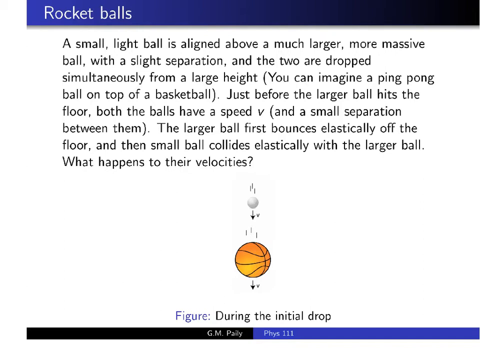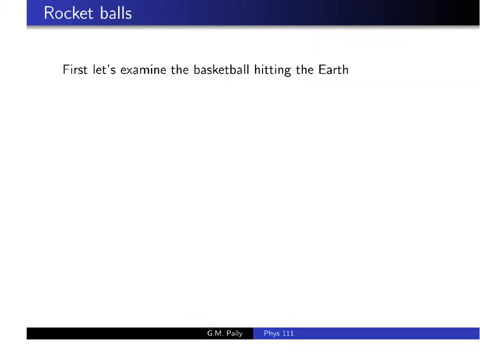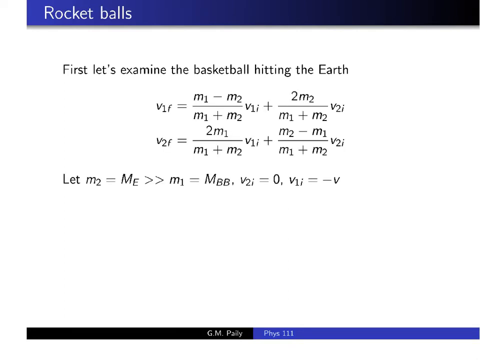So this is what they look like during the initial drop. This is before the basketball has hit the floor. First, let's examine the basketball hitting the earth or the floor. We use the equations we derived. We set m2 equal to the mass of the earth, which is of course much larger than the mass of the basketball. The earth is not moving initially, so v2 initial is equal to 0. And the basketball is moving down with some speed v, but in the negative direction. So we have v1 initial is equal to minus v.